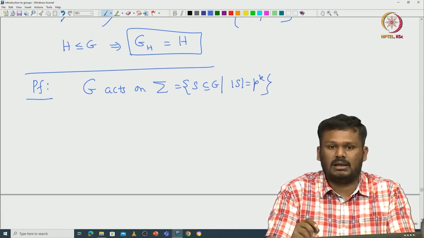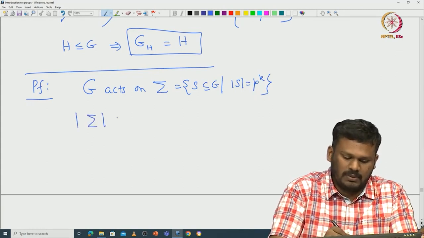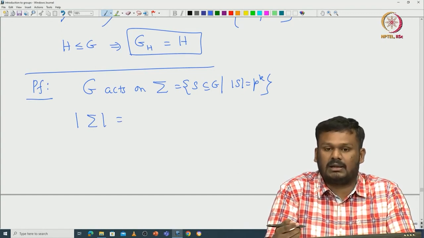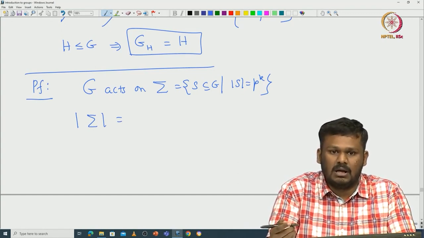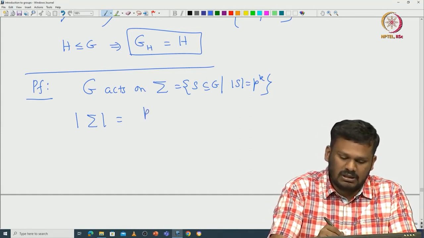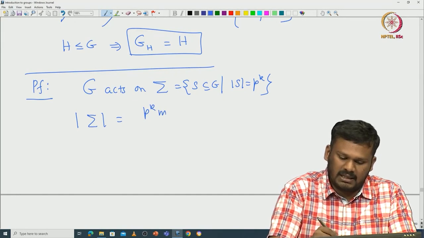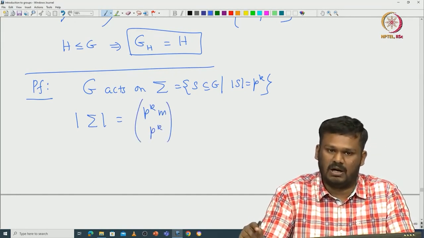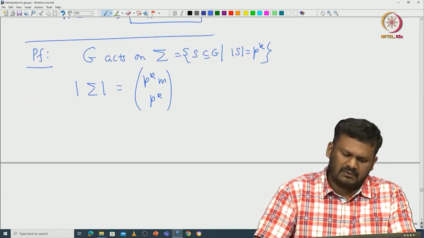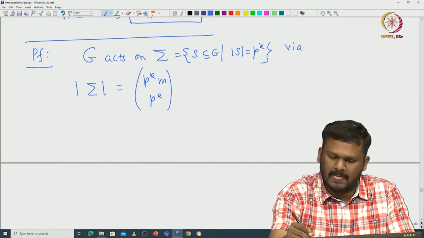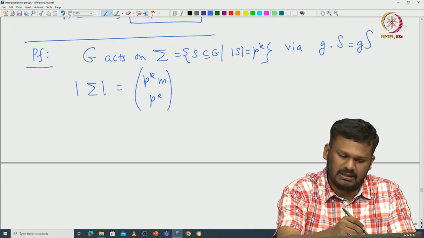So what is the cardinality of sigma? You are choosing all possible subsets of G that have p power k elements. What is the cardinality of G? The cardinality of G is p power k times m. So the cardinality of sigma is exactly p power k times m choose p power k. You have this natural action of G on sigma given by g dot S equal to gS, the left multiplication. This is the action.